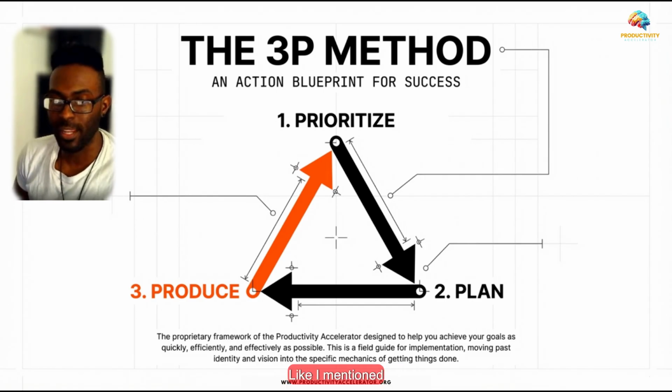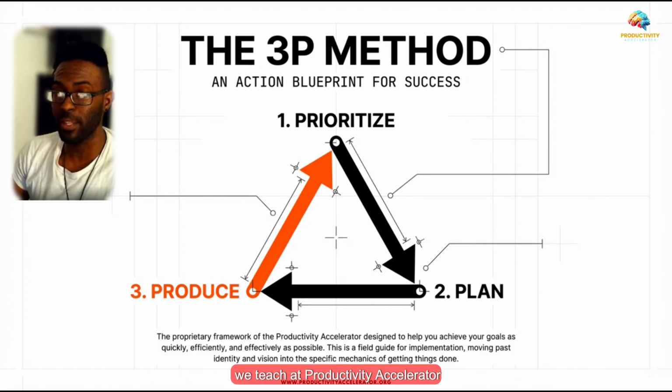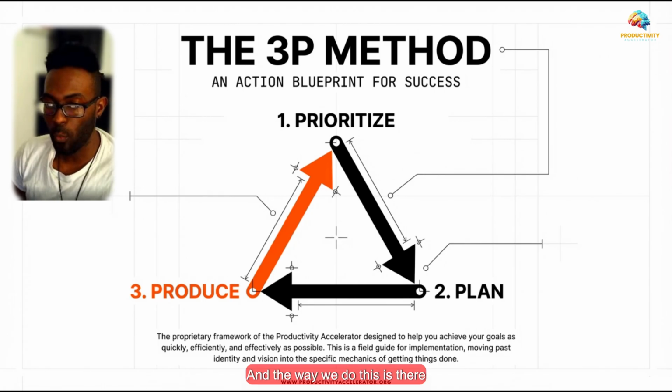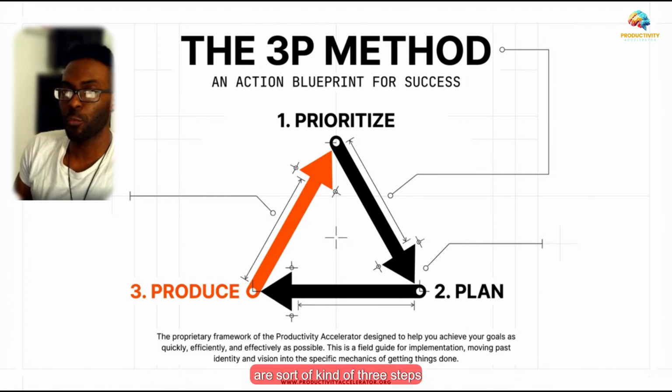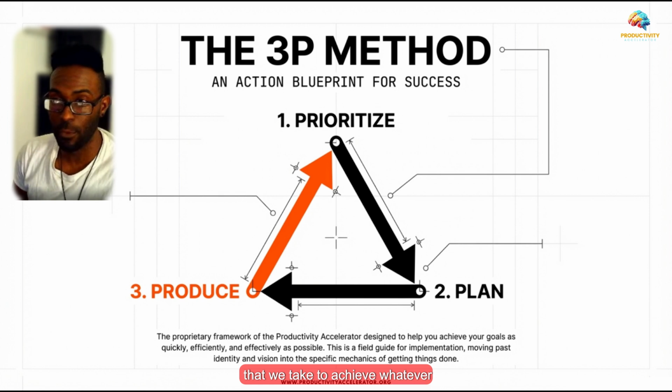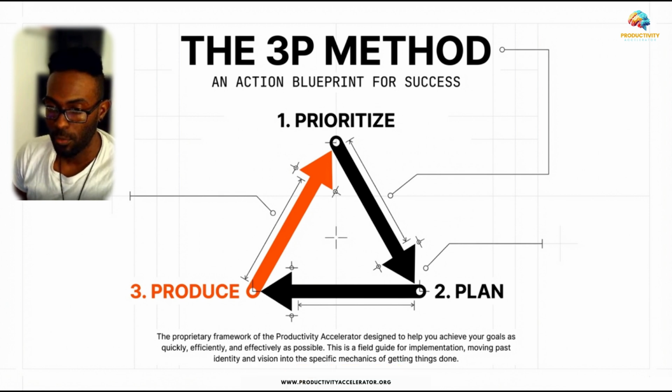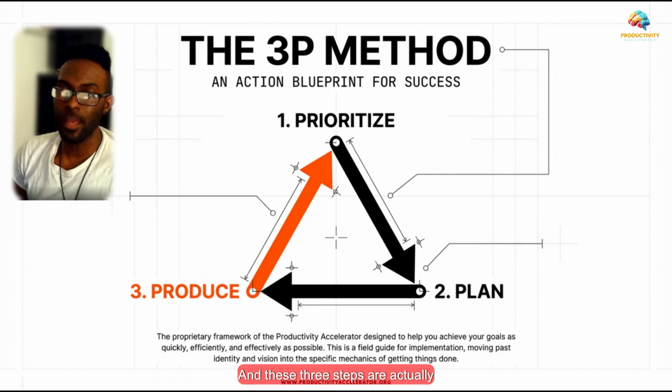So what is the 3P method? Like I mentioned, it's sort of the framework that we teach at Productivity Accelerator to make sure that you get to whatever success looks like for you as quickly as possible. And the way we do this is there's sort of 3 steps that we take to achieve whatever our desired outcome is. There's 3 Ps, just to keep it simple, to make it easy to remember. And those 3 Ps, I've talked about them earlier in this course, I think in the introduction, but it's to prioritize, plan, and produce.